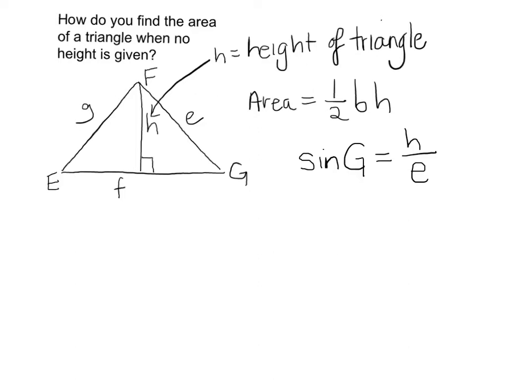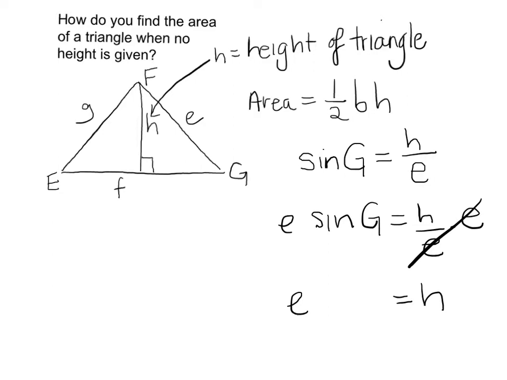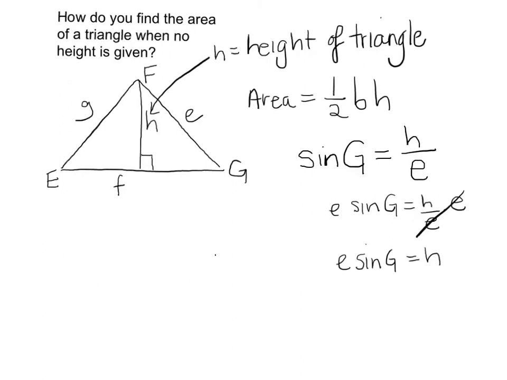To do that, we're going to multiply each side by E. So E times sine of angle G is equal to H over E times E. The E's will cancel out, and so now height is equal to E sine of angle G. Since the height is equal to E sine of angle G, we can take the area formula you have used since elementary school: area equals 1/2 base times height.